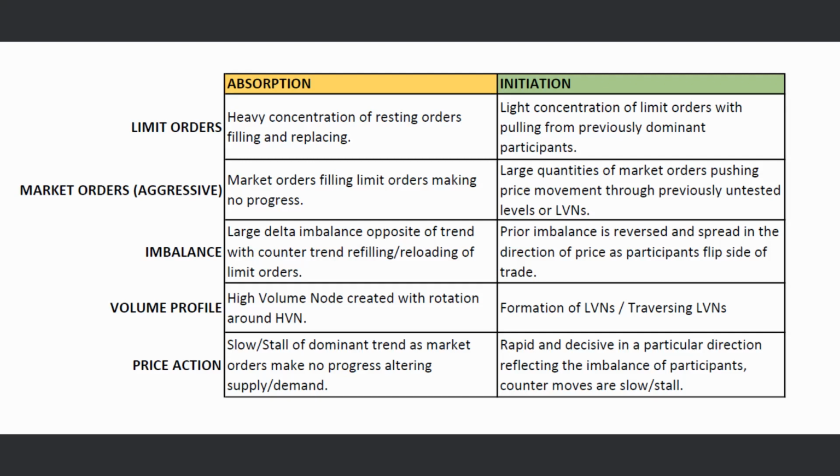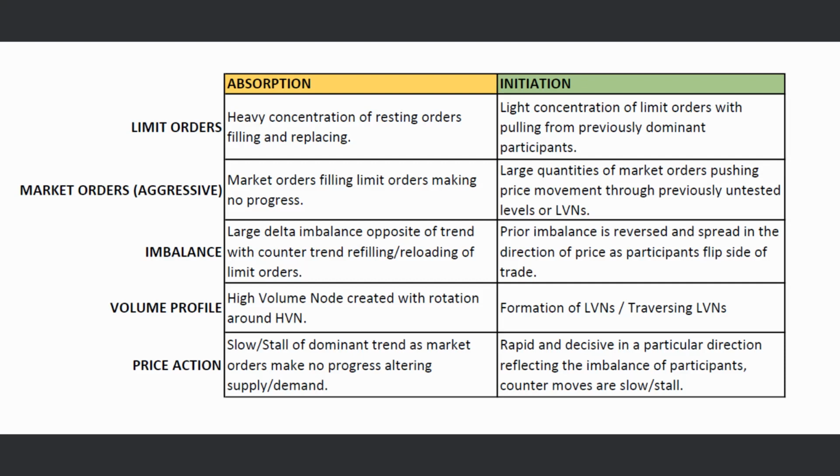Think about footprint: you have a huge sell imbalance on one side. They're making no progress. Price stalls. It begins to push away. And then all of a sudden you see buy orders hitting the tape and aggressively pressing in as it breaches an LVN, flips, and accelerates away from all that sell side delta. So the prior imbalance is reversed and flips in direction as participants flip the side of the trade. With respect to the volume profile, we're talking about traversing LVNs, because this price action is rapid and decisive in a particular direction, reflecting the imbalance of the participants.